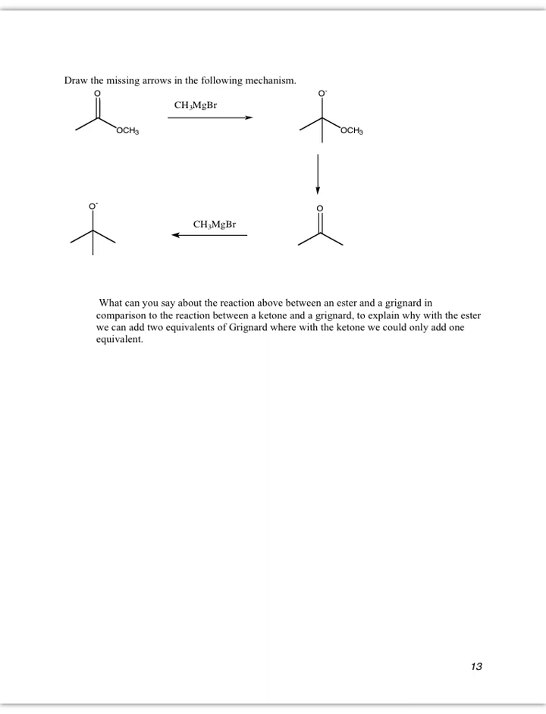So here, can you draw a mechanism for methyl magnesium bromide, the methyl anion, reacting with an ester? The first thing that's going to happen is we add it in, break the double bond. That gives us the tetrahedral intermediate, the O minus, with an OCH3. The O minus can reform a carbonyl, kicking out the methoxide to give us a carbonyl, and then this, another equivalent of methyl magnesium bromide, can add to the acetone to give us the tertiary alcohol.